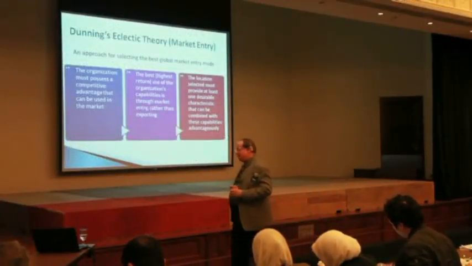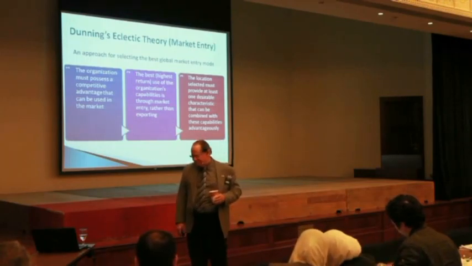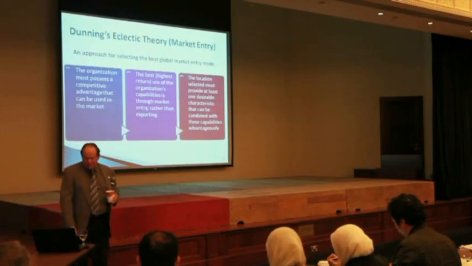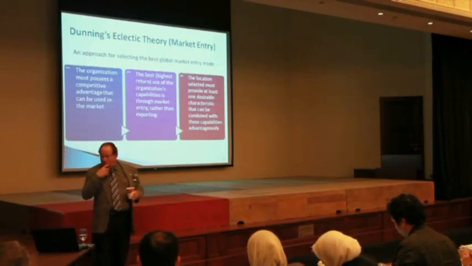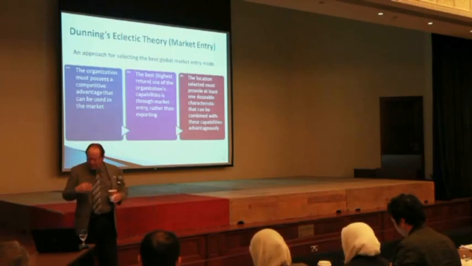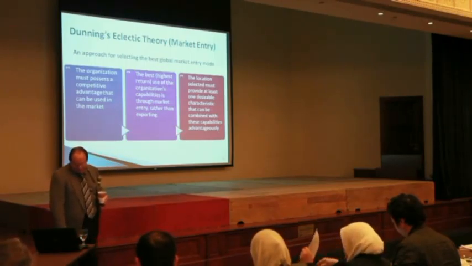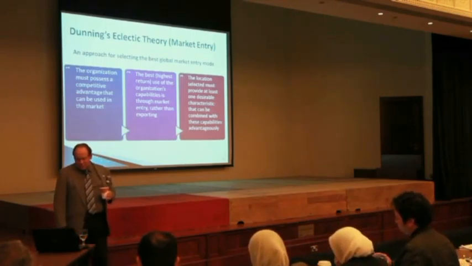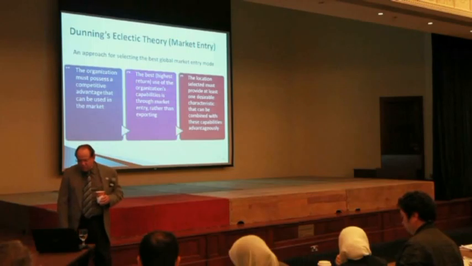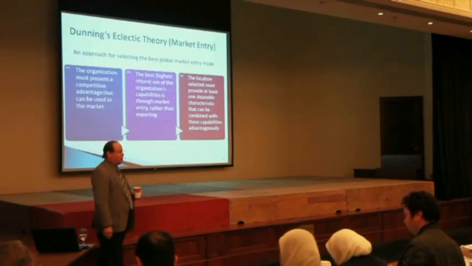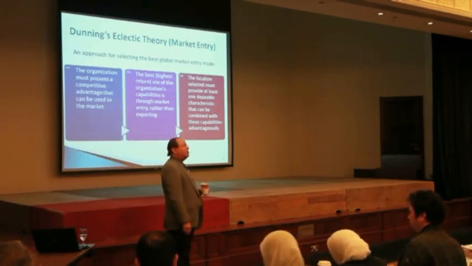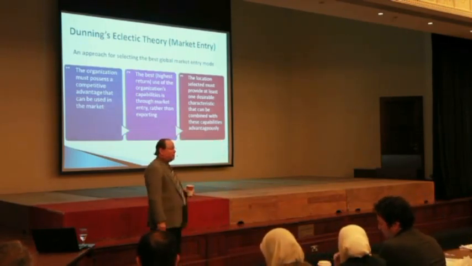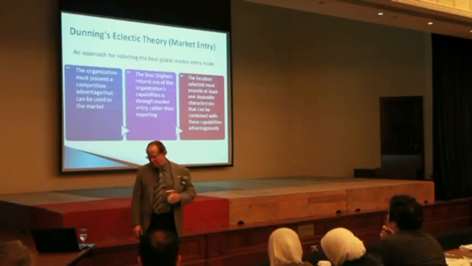Dunning's eclectic theory. All the theories came in at the end. Dunning's eclectic theory of market entry, an approach for selecting the best global market entry mode. Number one, the organization must possess a competitive advantage that can be used in the market. The best use of the organization's capability is through market entry rather than exporting. So if we simply export to a foreign country to be globalized, according to Mr. Dunning's eclectic theory, that's not the best strategy.